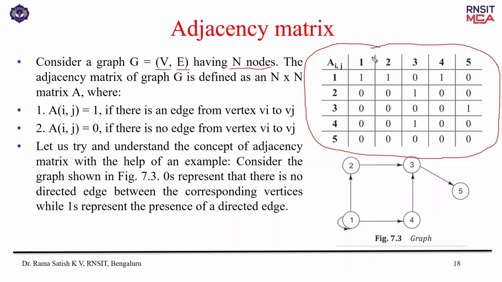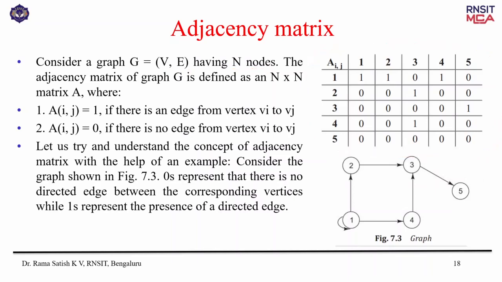So how is it constructed? First, if there is a link from node 1 to node 2, then you write it as 1. If there is no link, you write it as 0. That's so simple. You write 1 if it has a link, and 0 if there is no link.